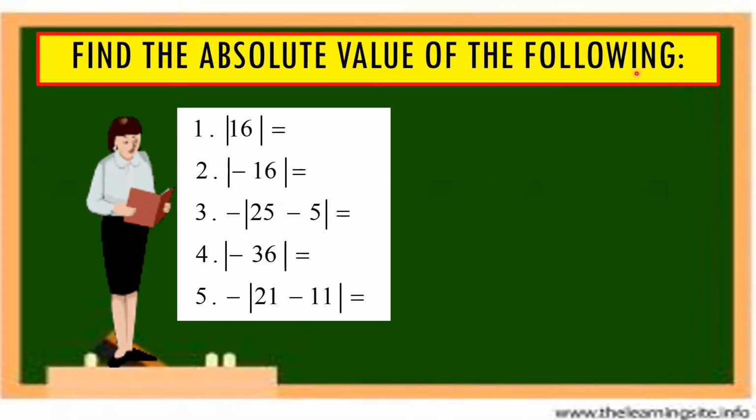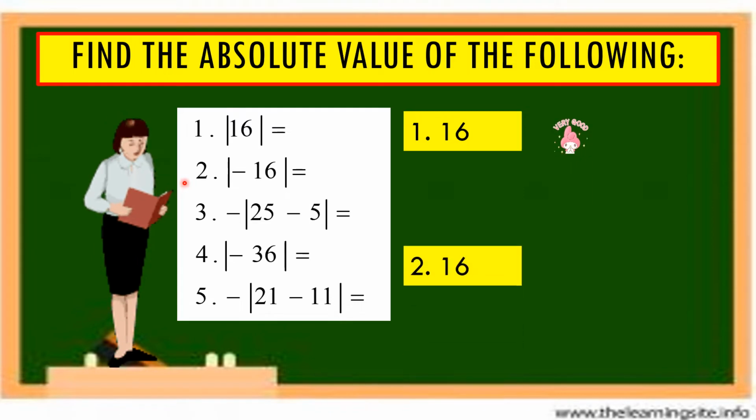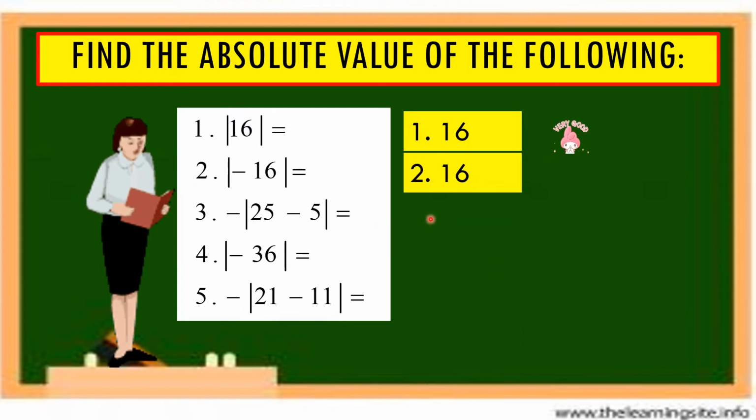Find the absolute value of the following. Number 1, the absolute value of 16. What is the answer? The answer is 16. Did you get it correct? Very good. Number 2, the absolute value of negative 16. What is the answer? The answer is still the same. Very good, class. You got it correct.